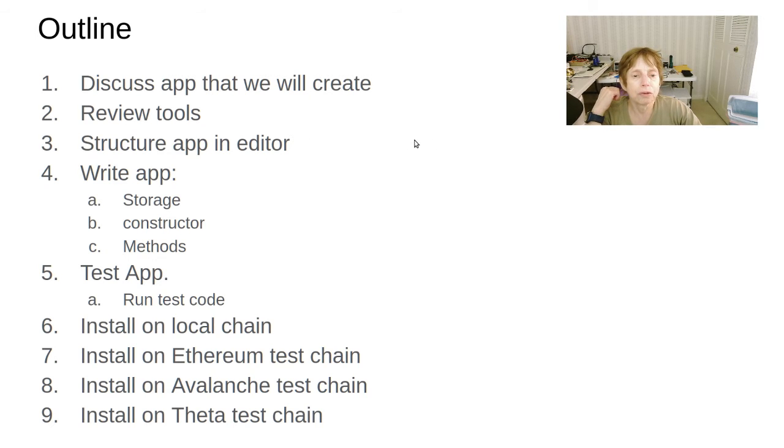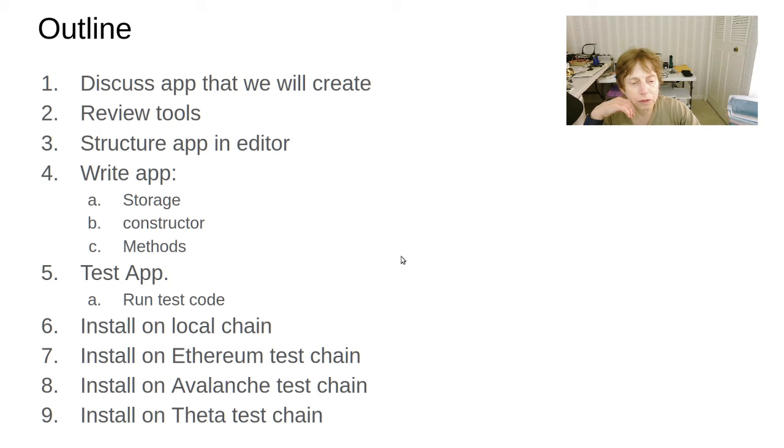Then we're going to go through the structure in the editor and write the app. The app consists of three parts that I'm going to focus on: storage, the constructor, and the methods. The methods could be transferring value, like transfer of Ethereum and things like that. I think that's important because a lot of smart contracts involve that. A lot of the activity on a chain will involve transferring coin. And then we're going to test it.